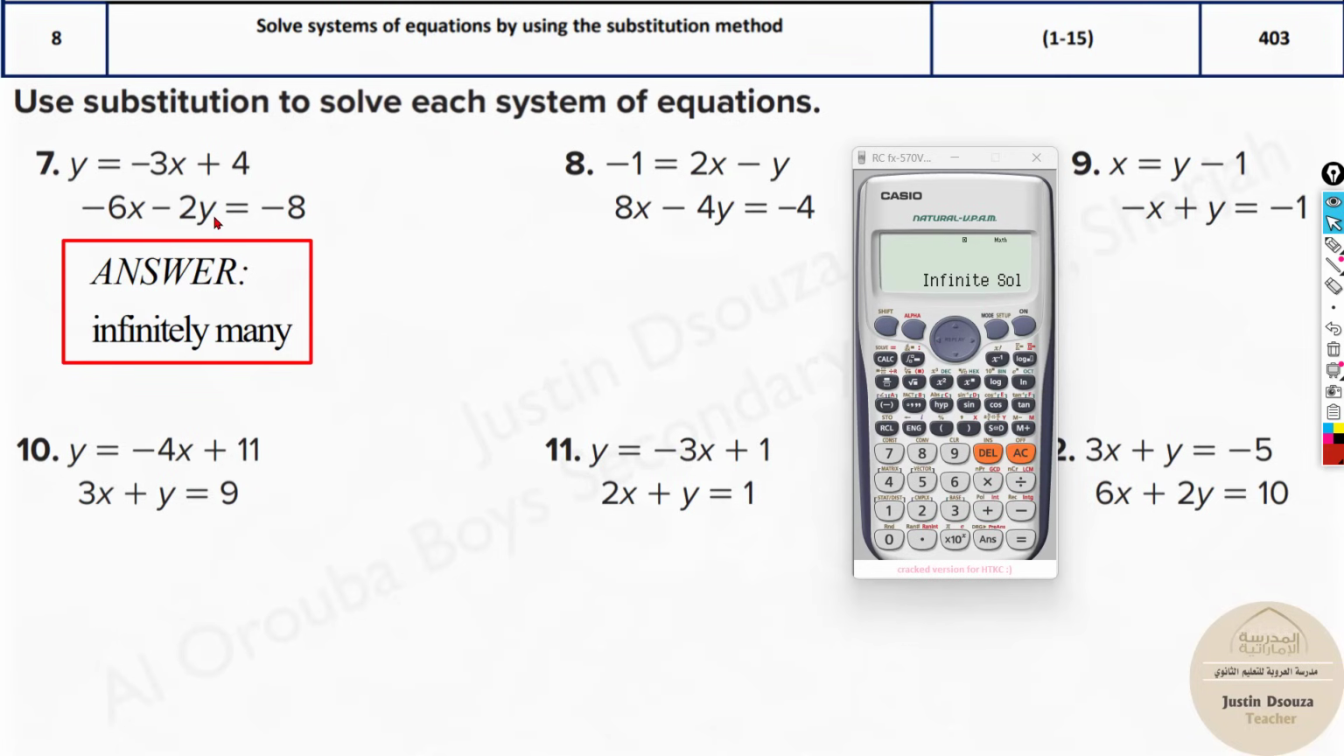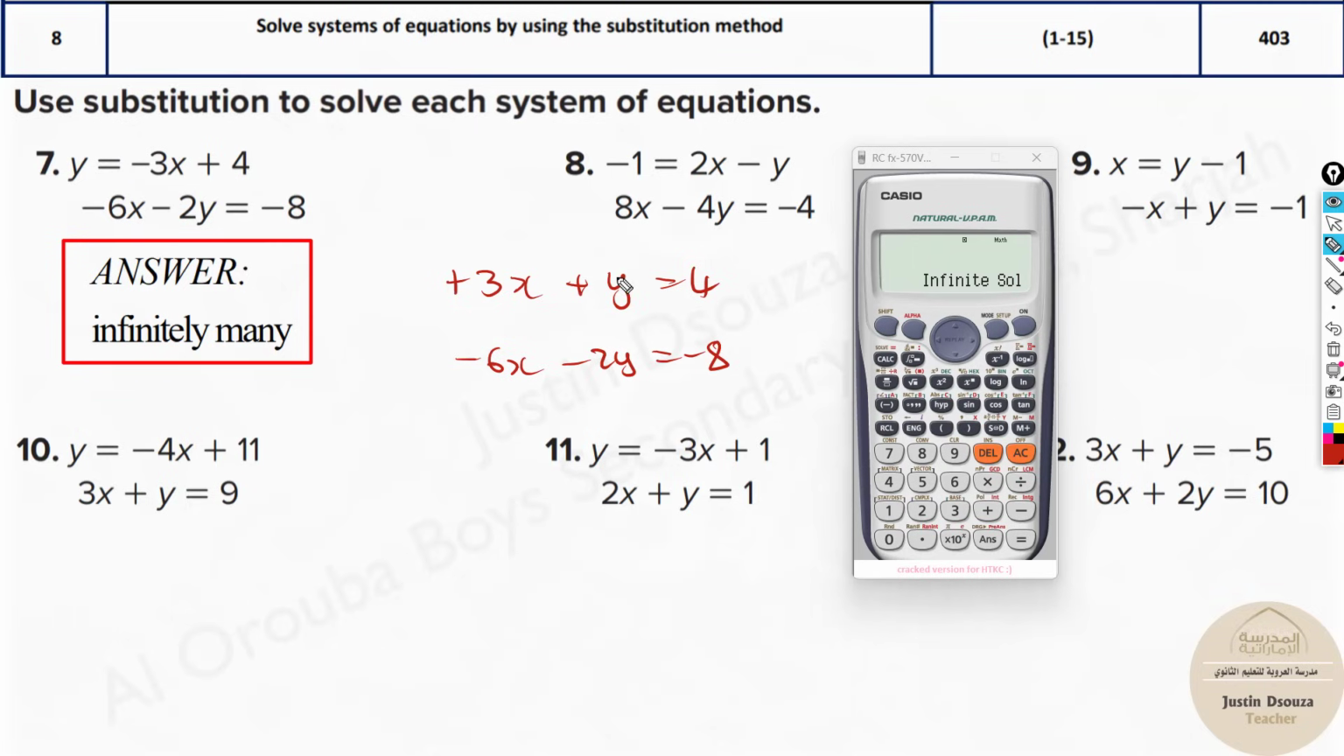But what if you got a math error? Many of you might have got a math error, because only in the latest model of calculator you will get this directly. Otherwise, it will be a math error. Now, what do we do if we get math error? In that case, first write both the equations in the standard form. What I mean is you need to rearrange this and write it out. Minus becomes plus when it goes to the other side. Plus 3x plus y equals 4. Minus 6x minus 2y equals minus 8.